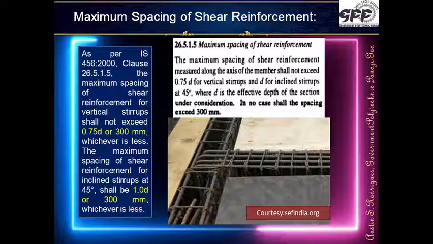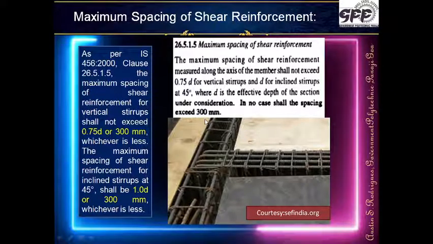So even if there is a crack, then the crack which is initiated in the beam should be intercepted by at least one stirrup. That's exactly the reason why this maximum spacing of shear reinforcement has been given. So maximum spacing of shear reinforcement measured along the axis shall not exceed 0.75 D for vertical stirrups and D for inclined stirrups which are at 45 degrees. Also, there is another condition: the distance between one stirrup to another one shall not be greater than 300 mm.